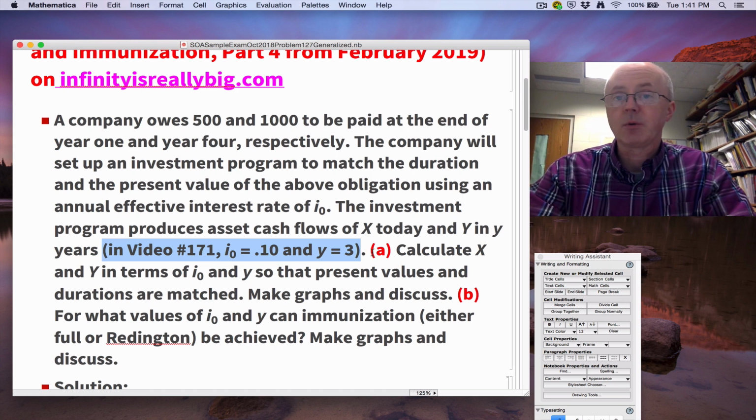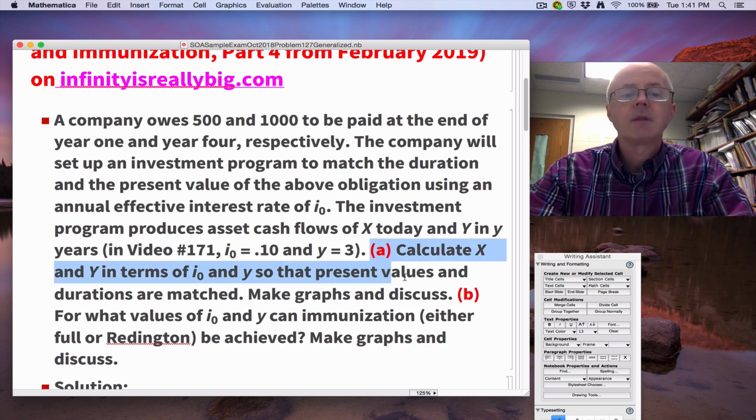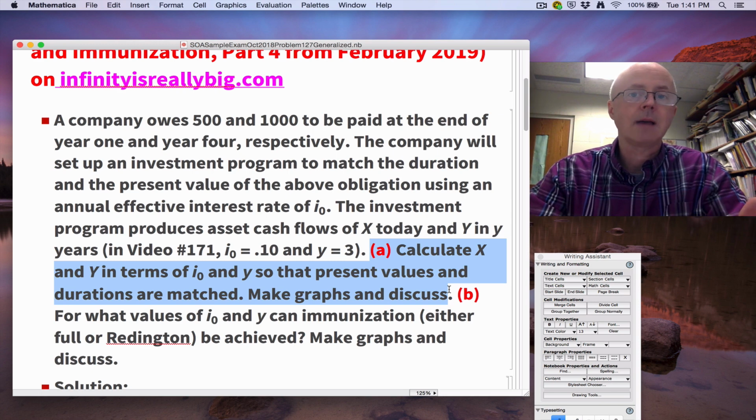So we're using this computer program, Mathematica, that you see here to help us. Part A, we want to calculate capital X and capital Y, these payments, at time 0 and at time little y, not as numbers, but as things that depend on I0 and little y, really functions of I0 and little y. Since they're functions, they can be graphs. So we'll use Mathematica to make graphs and discuss what we see. Try to note any interesting things.